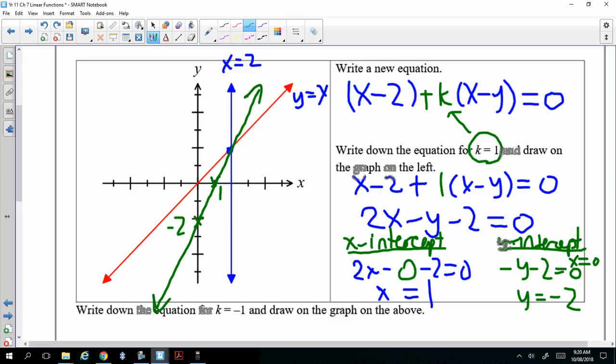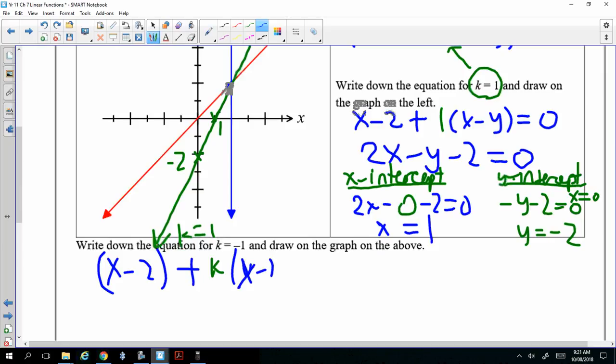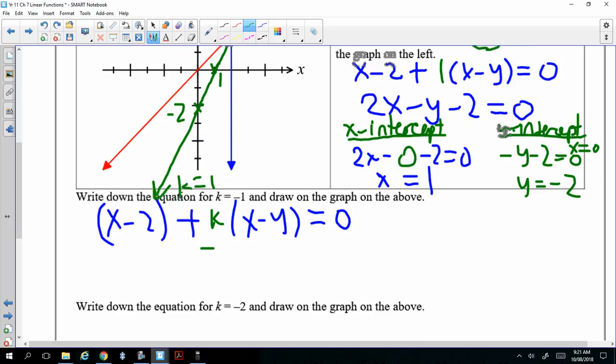Is it just a fluke? Would it work for k equal to -1? Let's try -1. Let's put -1 into the formula. So we've got x minus 2 plus k times (x minus y) equal to 0. Now we're going to substitute k equal to -1 and see what happens. We get a different equation.